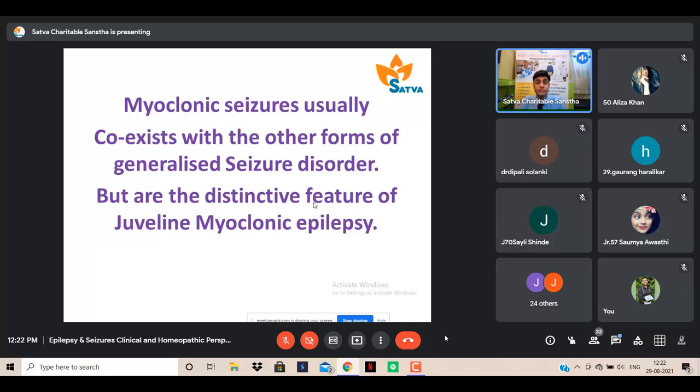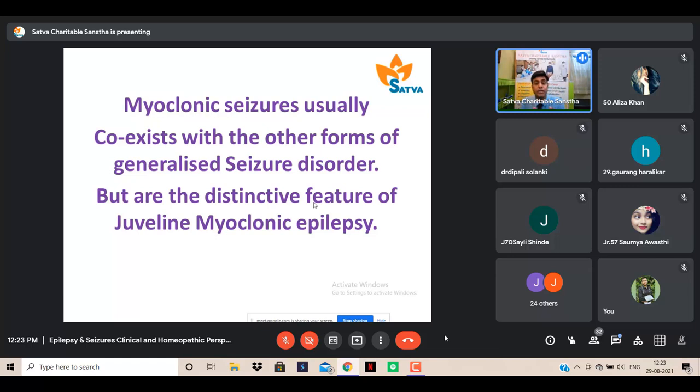Usually myoclonic jerks may be the initial portion of a generalized seizure disorder. So they may come hand in hand with others. For example, if I have a generalized tonic-clonic seizure, I may get myoclonic seizures in between, and then eventually I may get a generalized tonic-clonic convulsion, where I lose my consciousness completely and there is a post-ictal phase. But myoclonic seizures are most commonly seen in children.